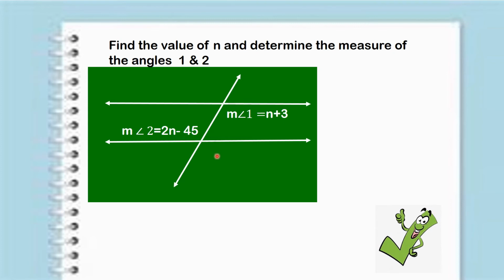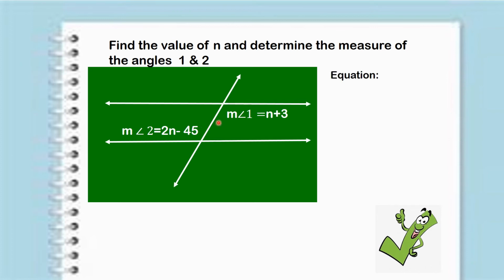So what will be our first step? We will examine or determine the relationship of the given angles here represented by expressions. So how are they related to each other? They are alternate interior angles, and know that alternate interior angles are congruent when two parallel lines are cut by a transversal.